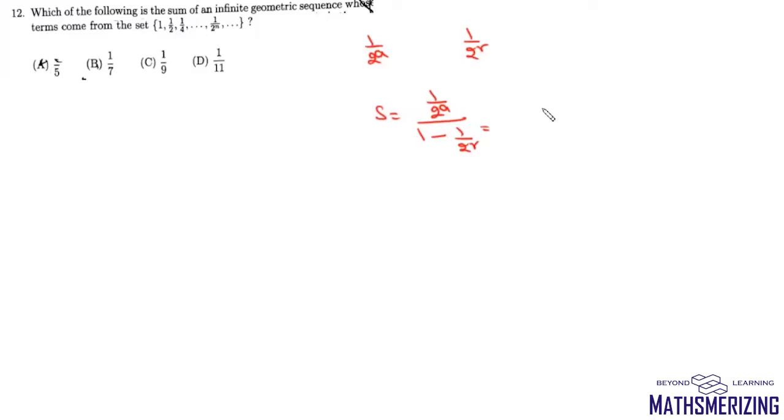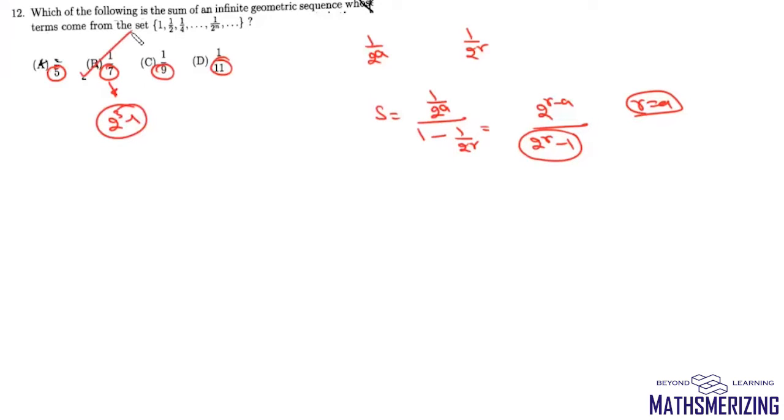So we can write this as 2 to the power r minus a upon 2 to the power r minus 1. Now, every denominator here is an odd number and every numerator is 1. So it simply means this r must be equal to a, and this denominator should be of the form 2 to the power r minus 1. So the only number which is of the form 2 to the power r minus 1 is 7, because it is 2 cube minus 1, and that's your option number B.